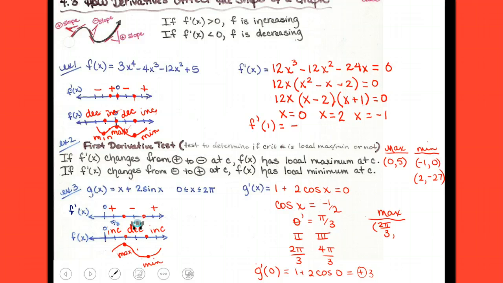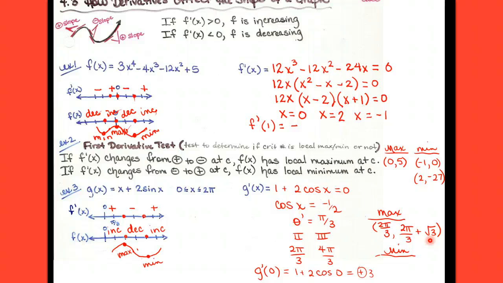So once I get 2 pi over 3, what do I plug that back into? The original or the derivative? The original, because I am looking for the maximum or the minimum of the original function. So I'm going to take that 2 pi over 3 and plug it back into the original function. So 2 pi over 3 plus 2 times the sine of 2 pi over 3. The sine value there is square root of 3 over 2. So multiply that by 2 and we just get square root of 3.